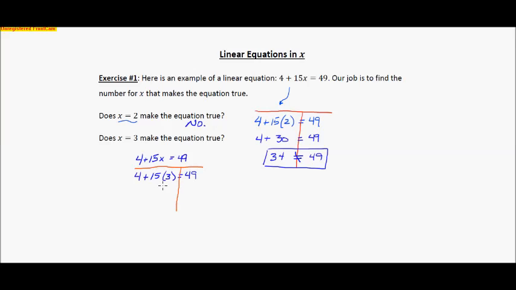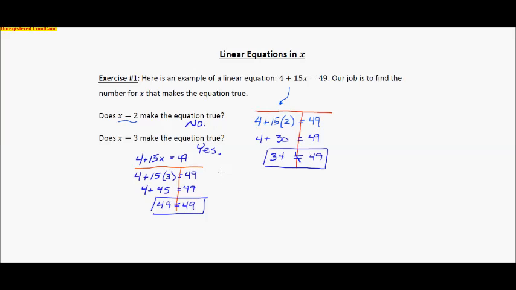Okay, and I'm going to do the math over here. 15 times 3 is 45, and I'm going to bring down my 49 over here, and then 45 and 4 is 49. So yes, this one came up true. 49 equals 49. And when it comes up true, that means this is a solution, or it makes the equation true. So yes, x equals 3 makes the equation true.